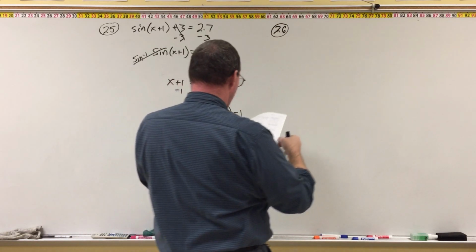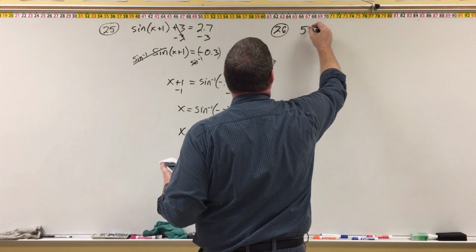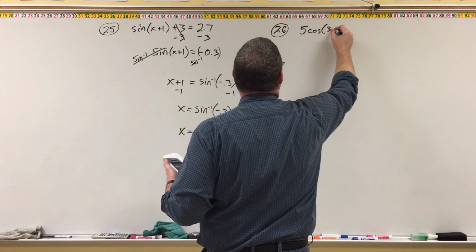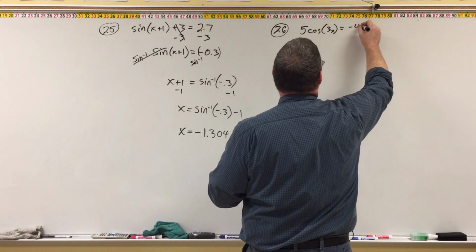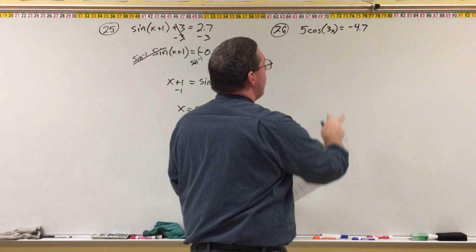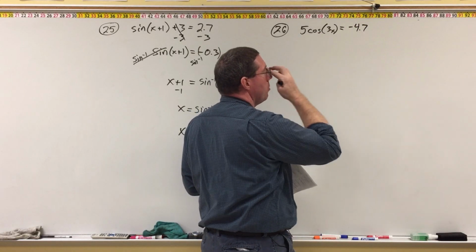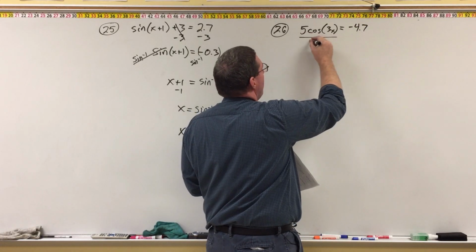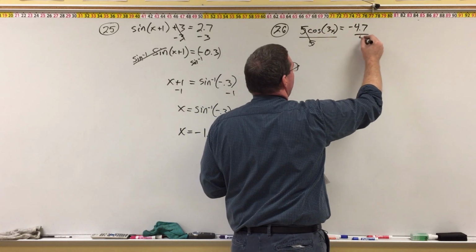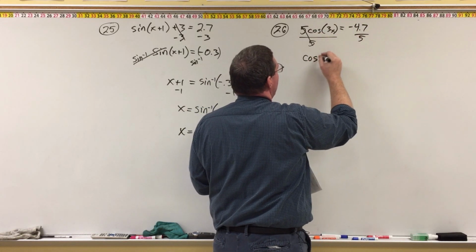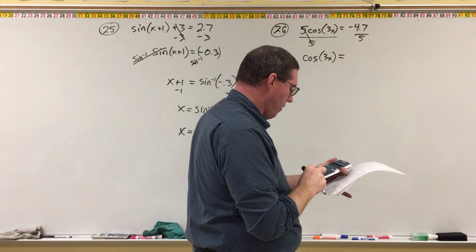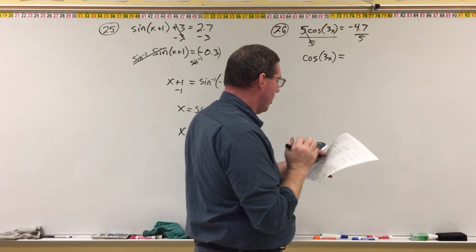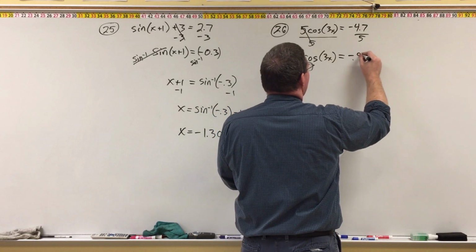26 says 5 cosine of 3x is equal to negative 4.7. All right, we need the cosine to be by itself before we can apply the inverse. And so we're going to divide by 5, cancel the 5, divide by 5, and we get cosine of 3x is equal to negative 4.7 divided by 5. It's going to give us negative 0.94.